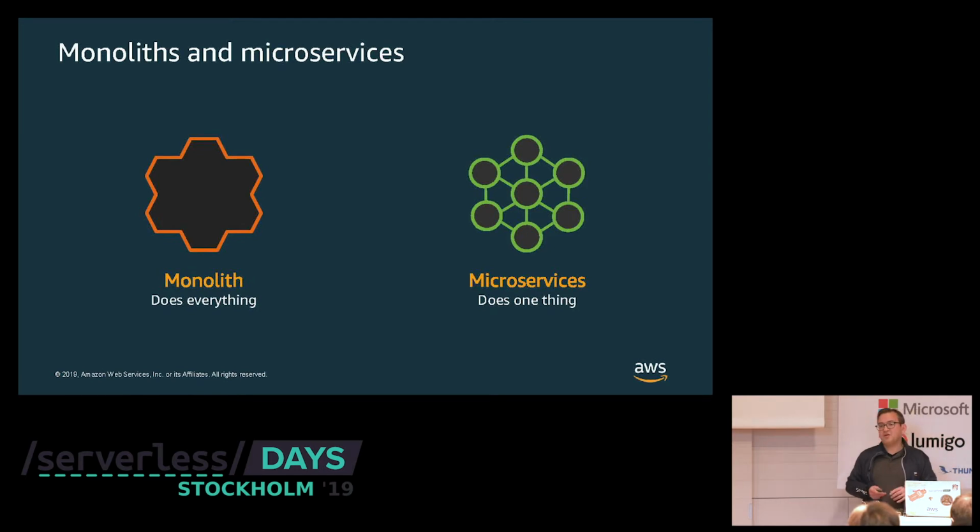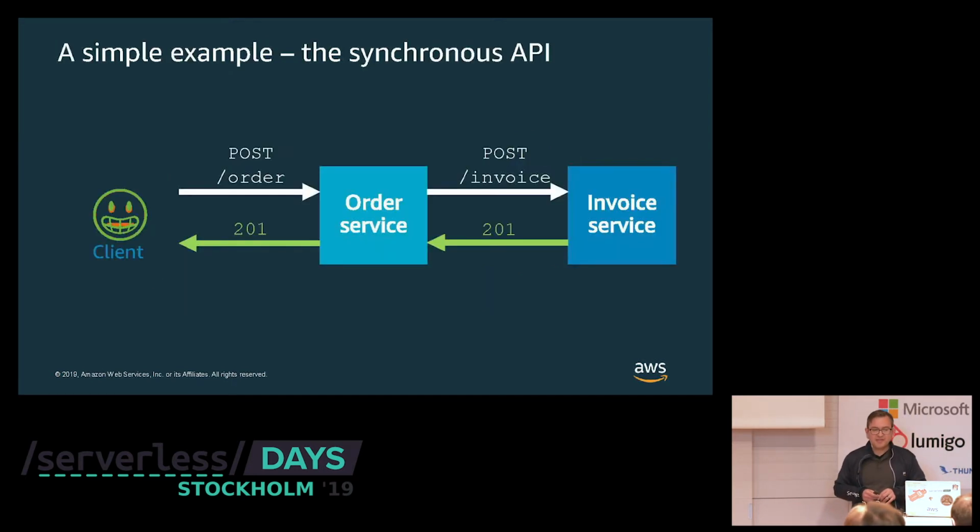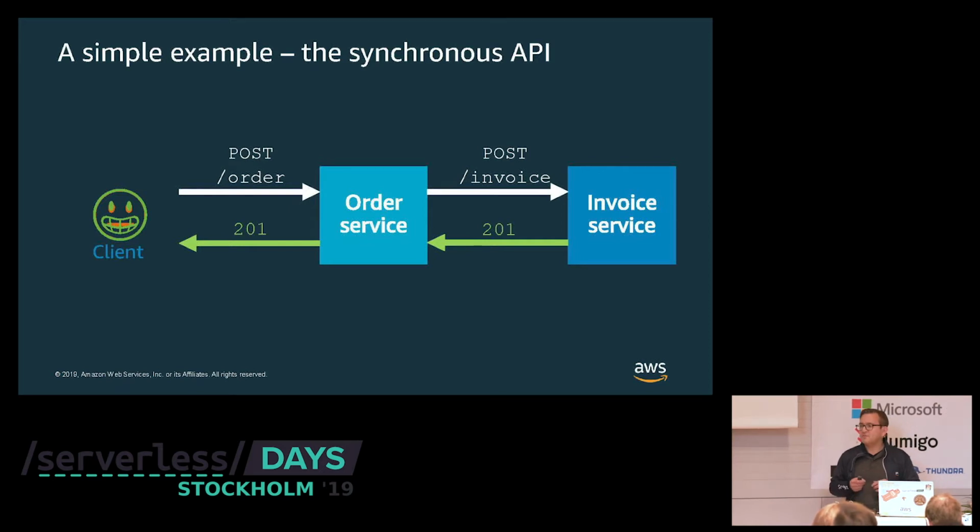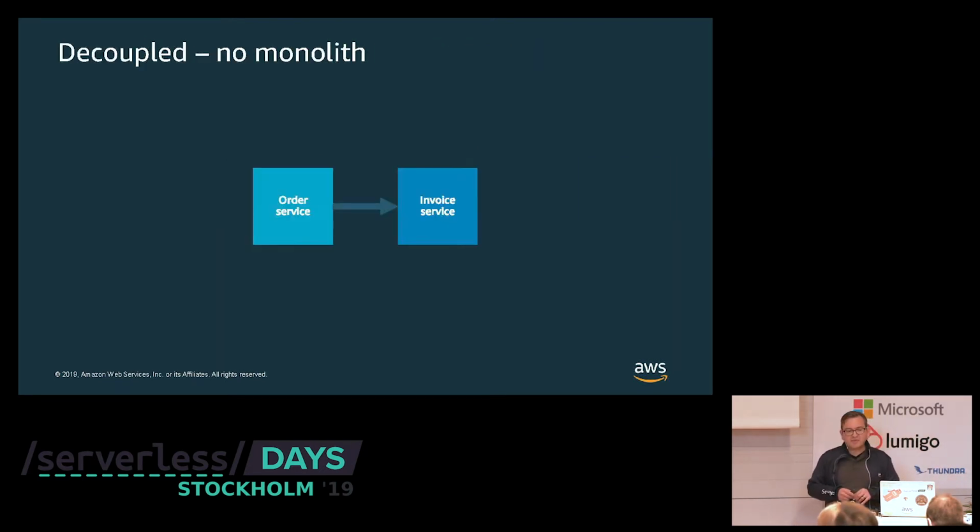But monoliths do keep showing up, and let me prove this to you. This is a standard synchronous API, and I'm sure we've all built plenty of these. A client request comes in, the post order hits an order service, it turns around and posts an invoice service request. The invoice service does some work, and maybe creates an invoice number, and then it returns with a status code, and that returns back to the client, and everybody's happy. Great, no monolith. It's fine right now because we have a simple two-service system, and as long as it stays this way, there'll be no monolith.